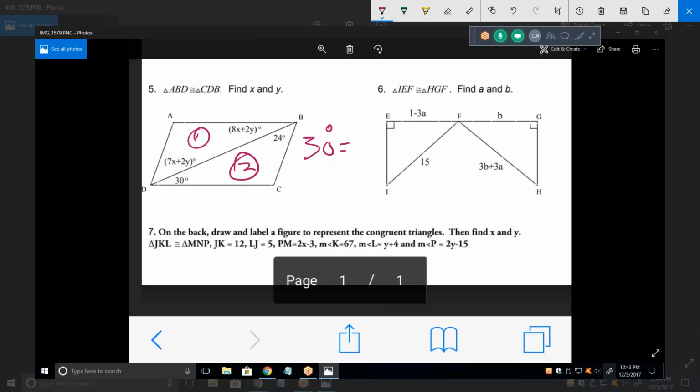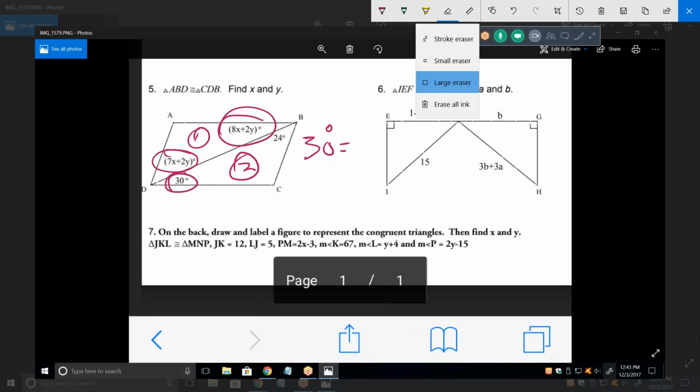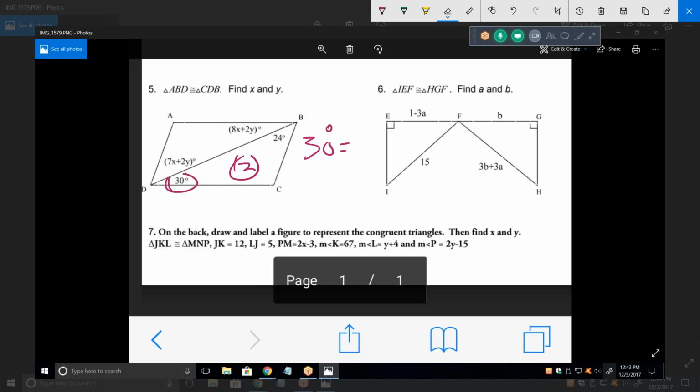Notice, I have to reflect this over DB to get these things on top of one another. Okay, so it's not that angle that's equal to that angle. It's this angle up there. And you have to notice that. You have to realize that. Otherwise, you're not going to get the answer right. Okay? And notice that if these lines were parallel, that would be true. 8x plus 2y would be equal to 30.